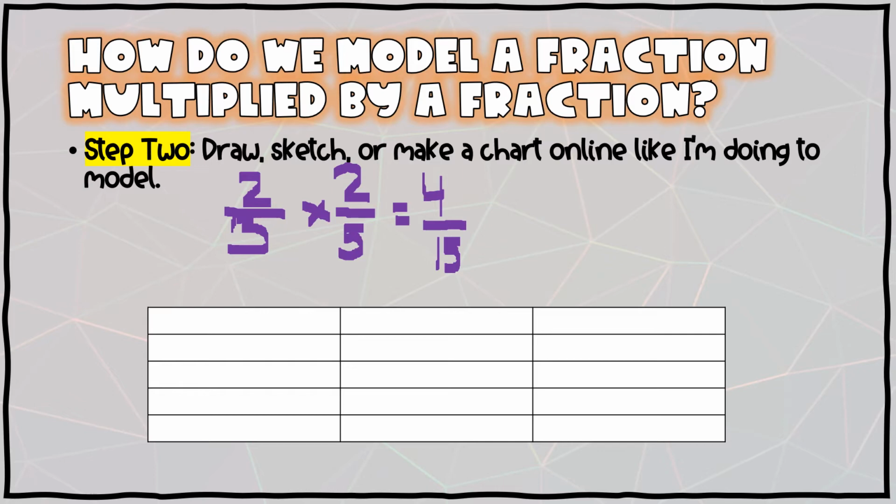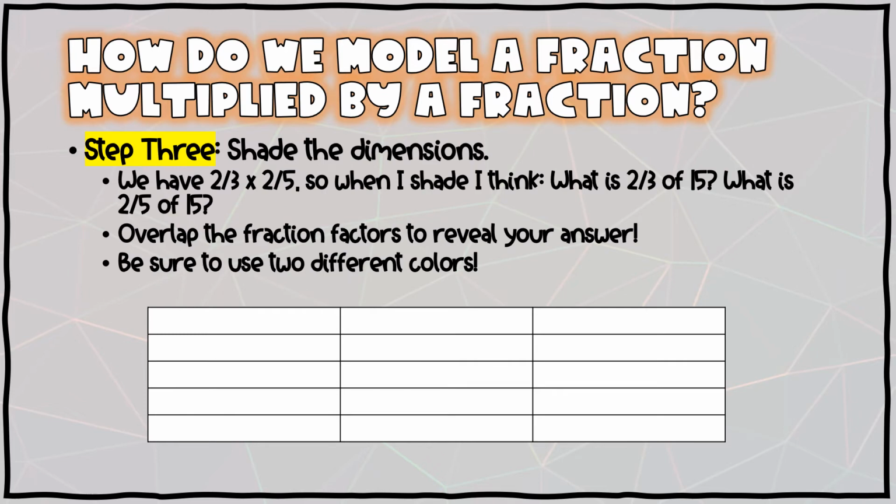The chart has 15 parts in it. So I multiplied my dimensions at the bottom, the 3 and the 5 to get 15. I knew I needed 15 parts, or 3 columns and 5 rows, or 5 rows and 3 columns. Either one is fine. So this is the model that I have drawn. We're going to shade the dimensions now. So we have 2/3 times 2/5. So when I shade, I think, what is 2/3 of 15? And what is 2/5 of 15? So I'm going to do that.